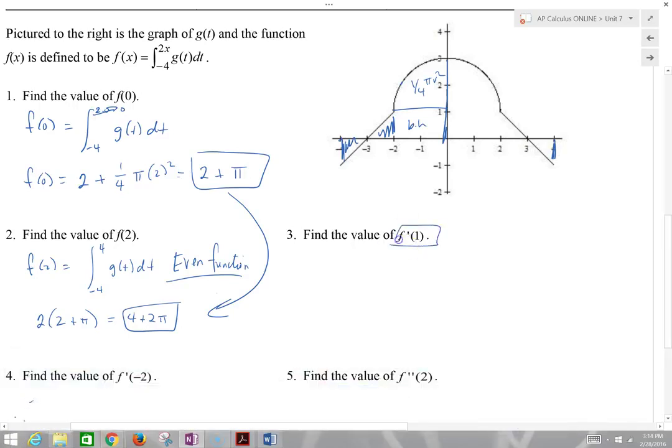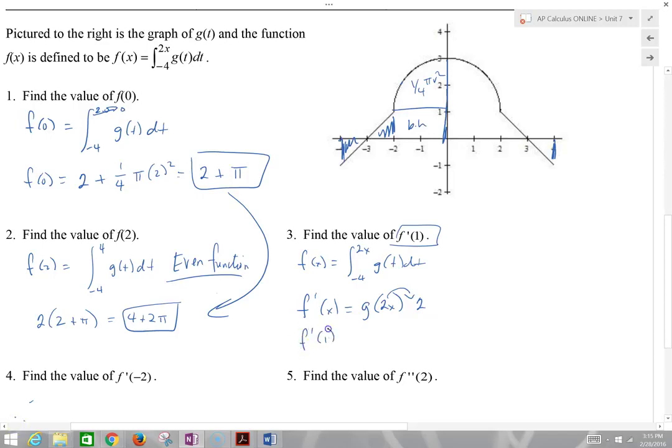Now we get to use that second fundamental theorem of calculus. So we know that f of x is equal to the integral from negative 4 to 2x of g of t dt. So f prime of x is going to be equal to g of 2x times the derivative of 2x, which is 2. We got to do that at 1.